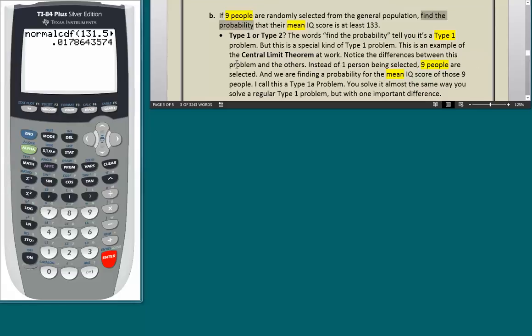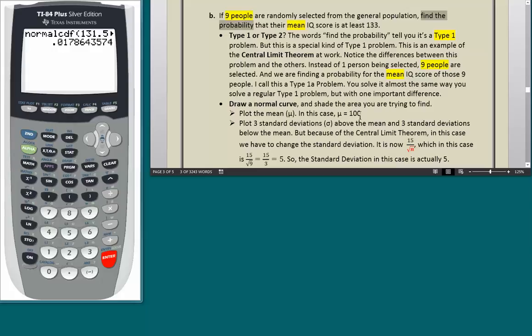Notice the differences between this problem and the others. Instead of one person being selected, 9 people are selected. And we're finding a probability for the mean IQ score of those 9 people. I call this a type 1A problem. You solve it almost the same way you solve a regular type 1 problem, but with one important difference.